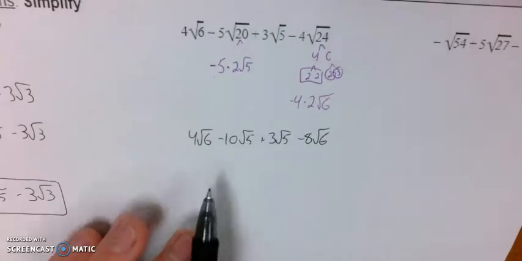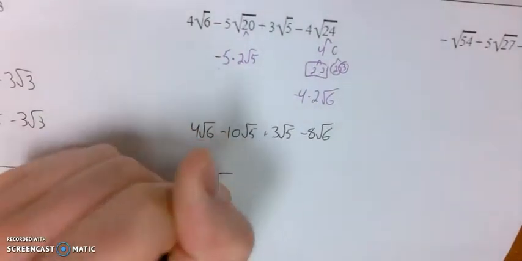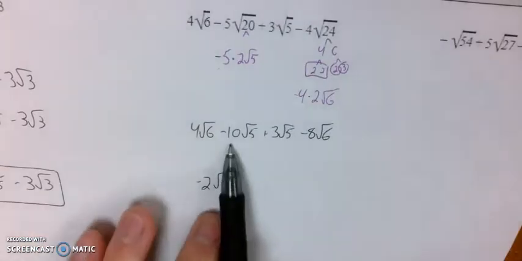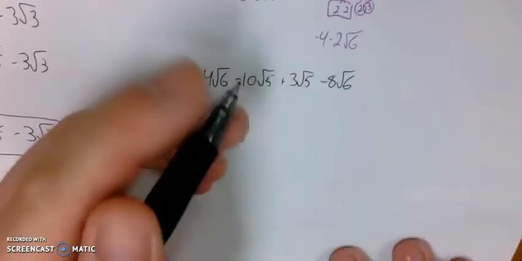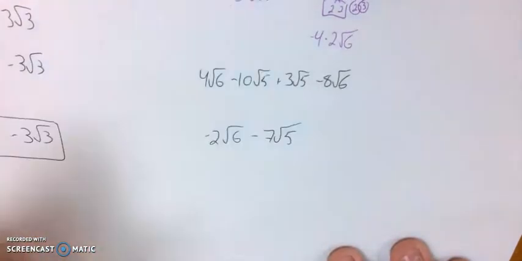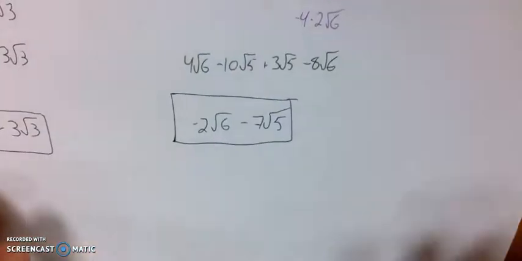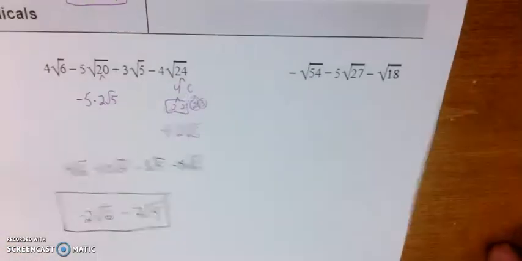And now we just combine like terms. 4 rad 6 minus 8 rad 6. Negative 2 rad 6. Negative 10 rad 5 plus 3 rad 5. Negative 7 rad 5. And we're done.